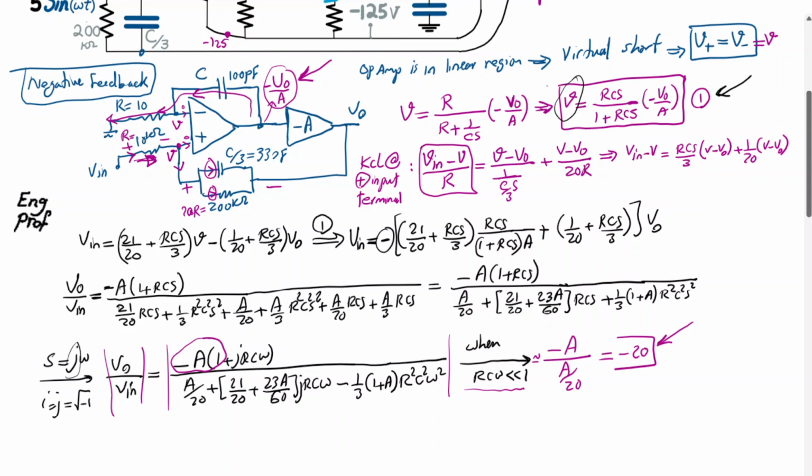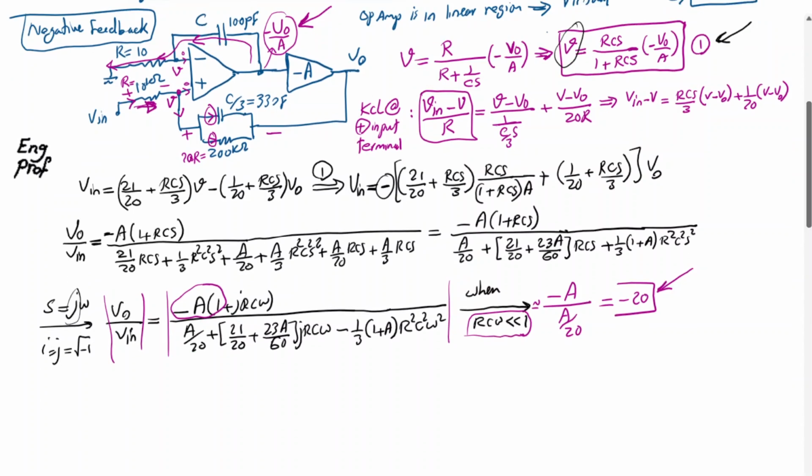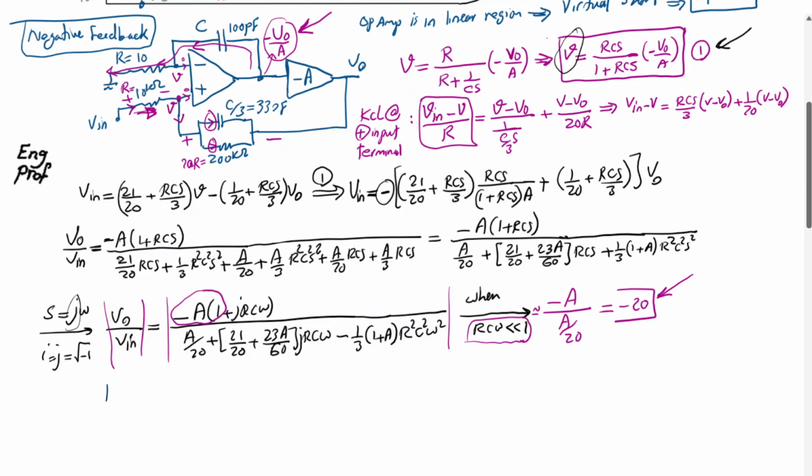And for this to be okay, it just means that RC omega needs to be considerably less than 1. It depends what the practical level is that we would like to satisfy. Let's say omega is 2 pi f, and if we are happy to keep this less than 0.1, then with the values we have, R is 10k and C is 100 picofarad. So this is 10 to the 4, and this is 10 to the negative 10.